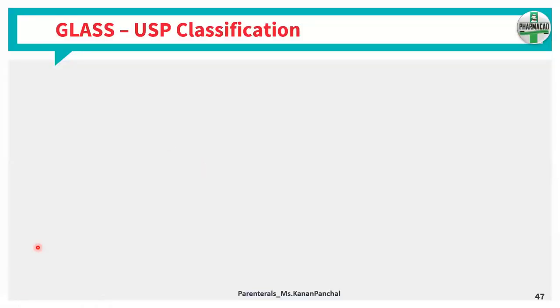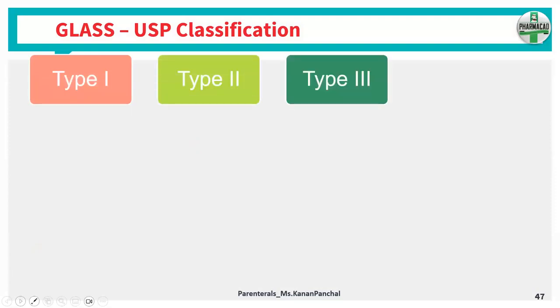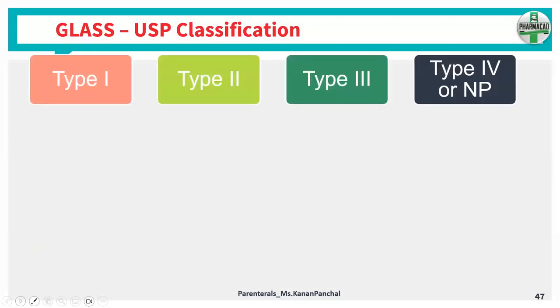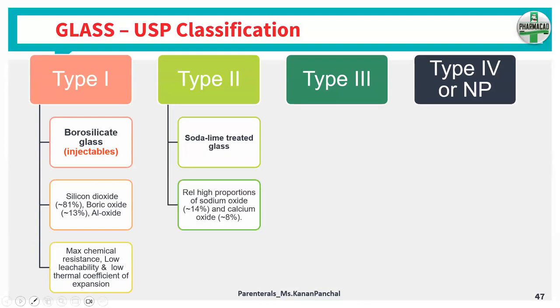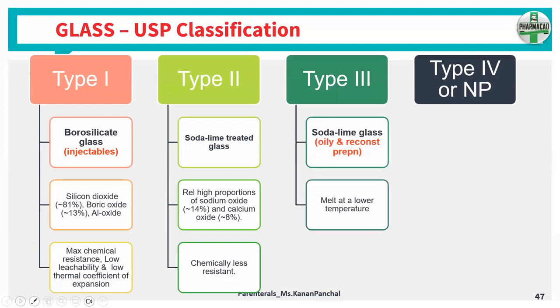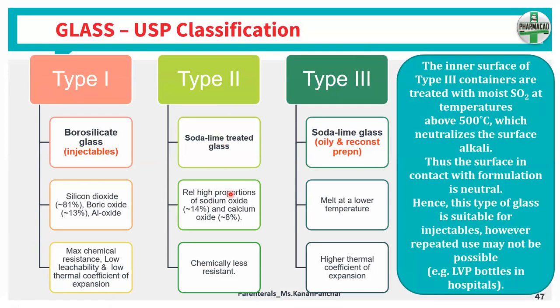So this is the different classification of glasses. You have type 1, type 2, type 3 and type 4. Type 4 is not parenteral grade, that is not used. Type 1 is borosilicate glass, wo sabse best hota hai. 2 is soda lime treated glass. And third is normal soda lime glass. So 2 and 3 mein parak kya hai ki this is treated. It is treated with moist sulfur dioxide. All right. These are the conditions under which it is treated.